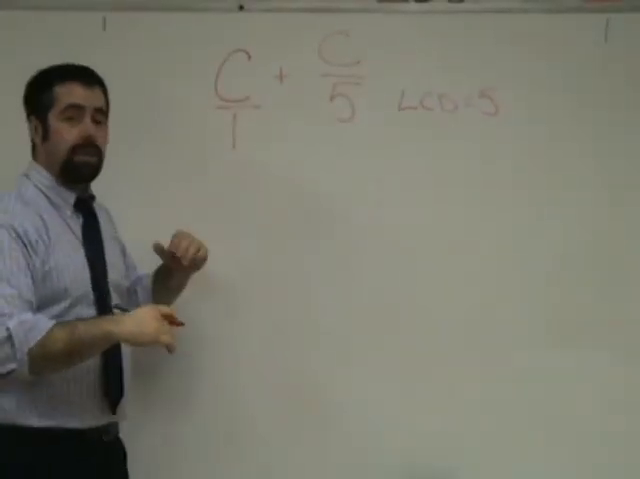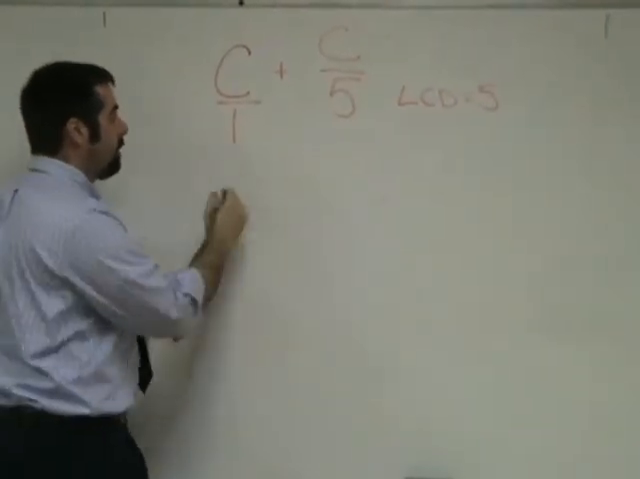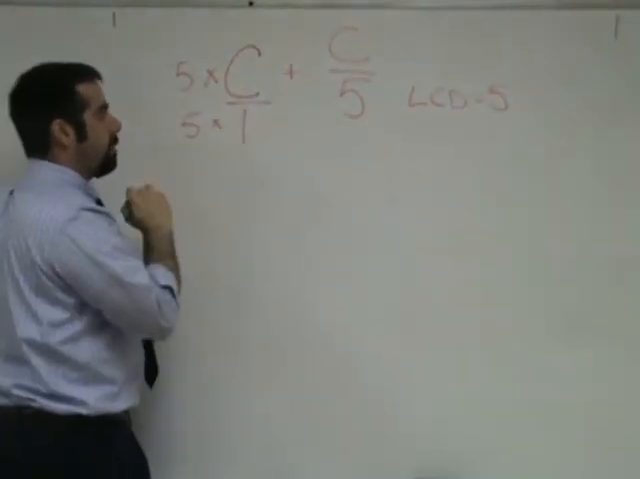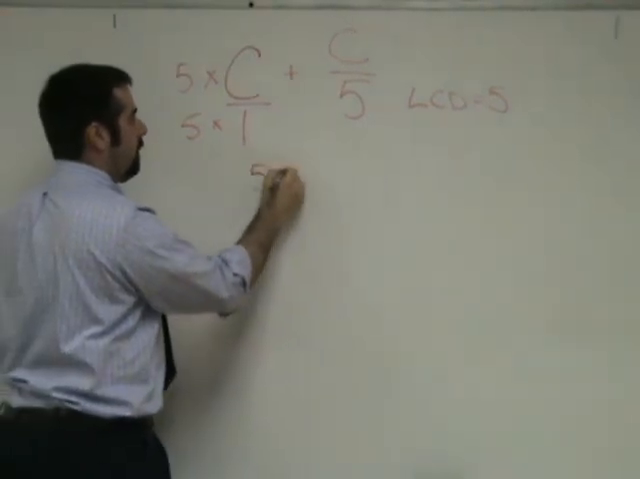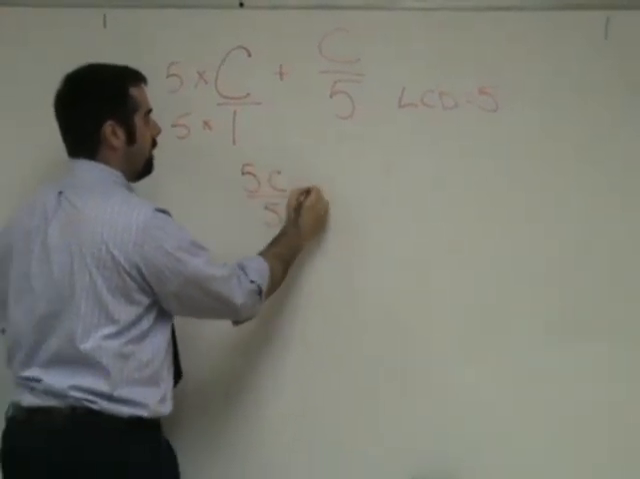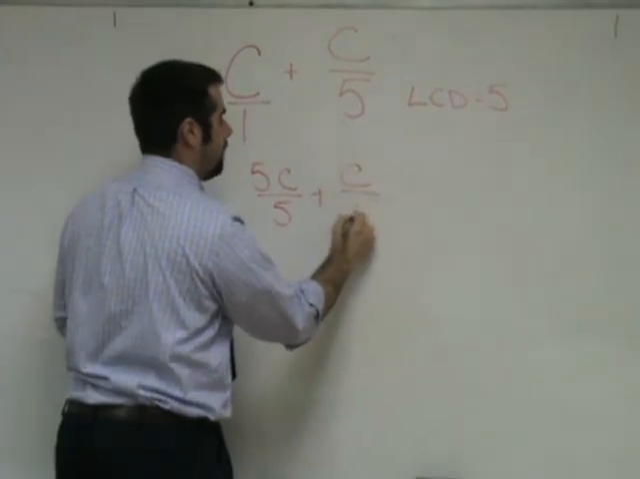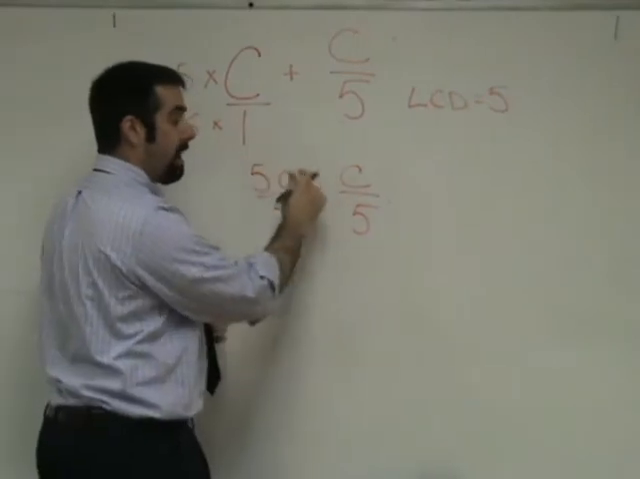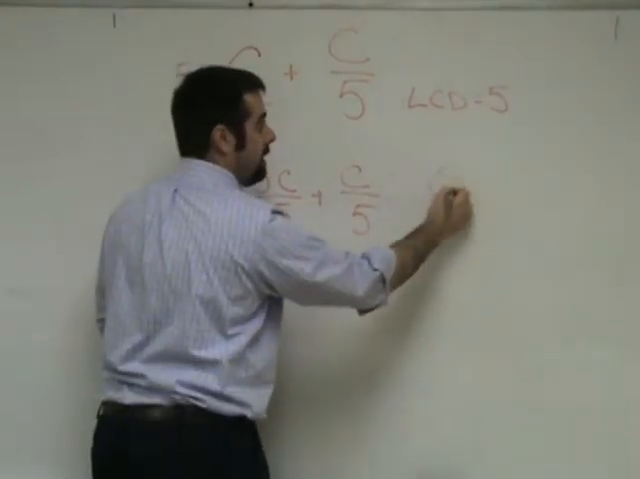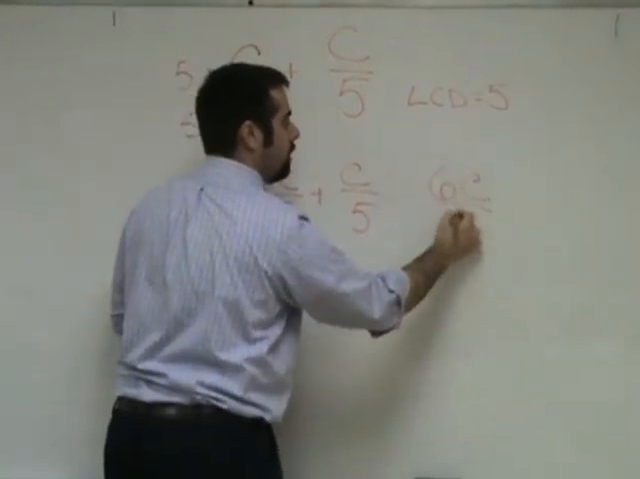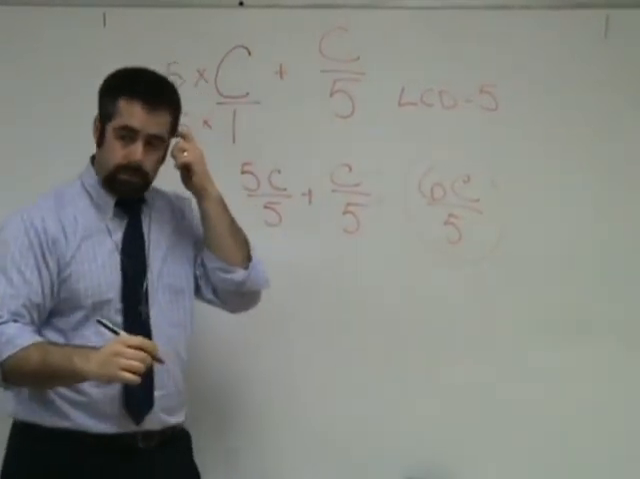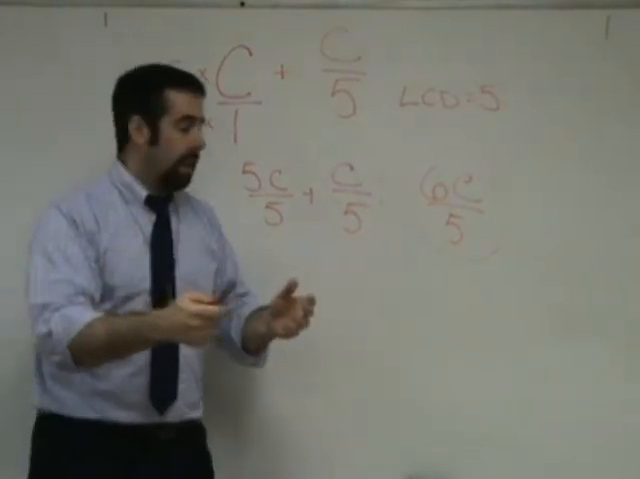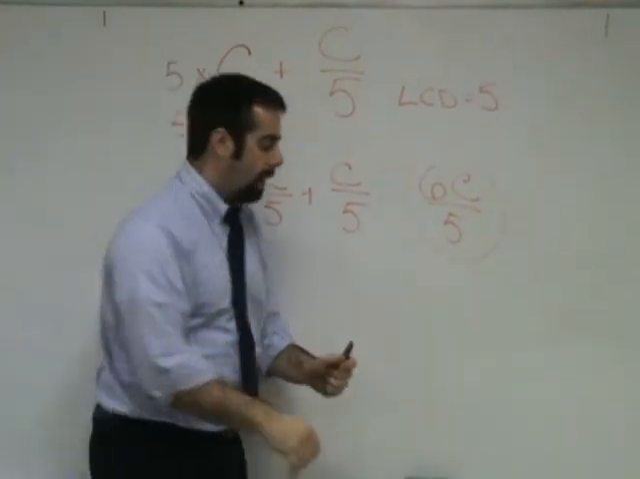So I'm going to change this fraction to have a numerator and denominator of 5. So I multiply both the top and the bottom by 5. So I get 5c over 5 plus c over 5. Now that my denominators are the same, I simply add the numerators. 5c plus c is 6c over 5. Let's look at another example, maybe one that's a little bit more complex.